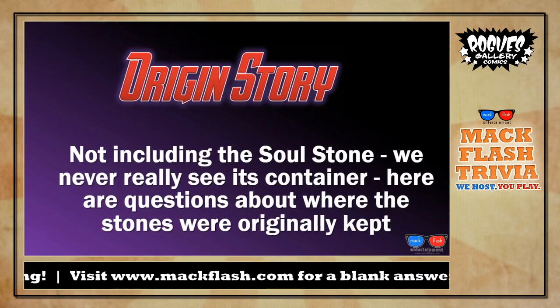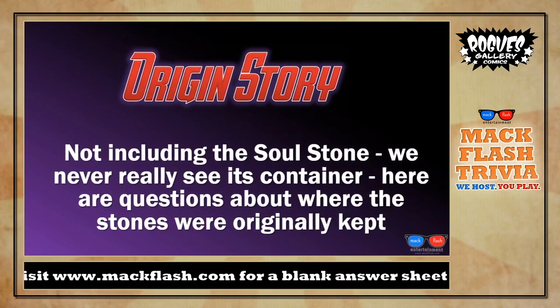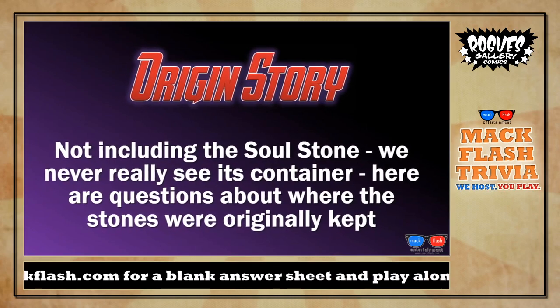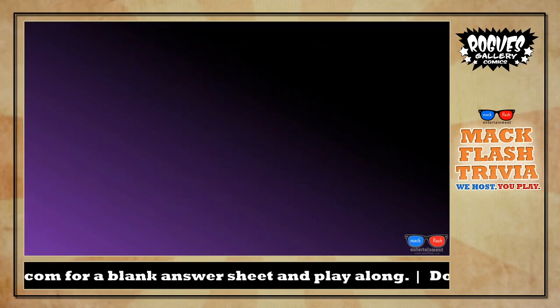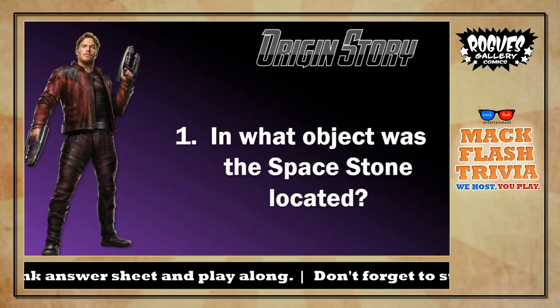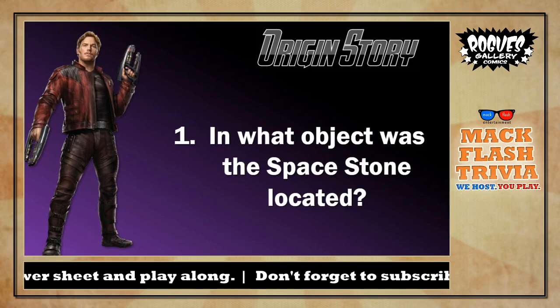This is called Origin Story, not including the Soul Stone. We never really see its container. Here are questions about where the stones were originally kept. We got 5 questions coming at you, and it starts with this one. Number 1, in what object was the Space Stone located?